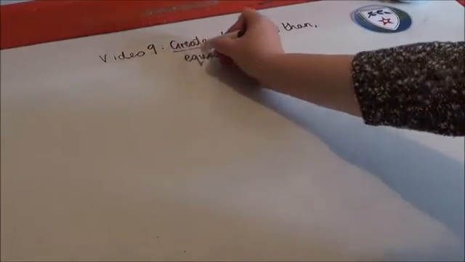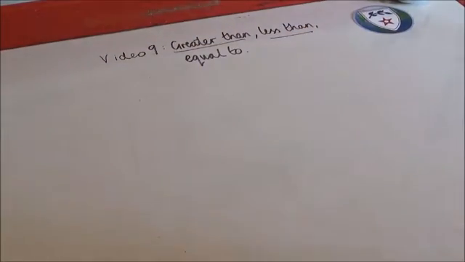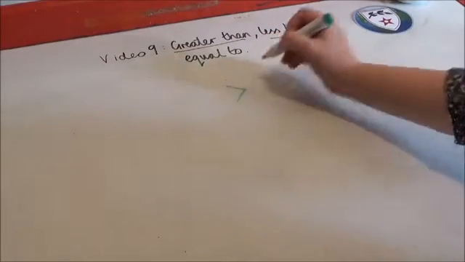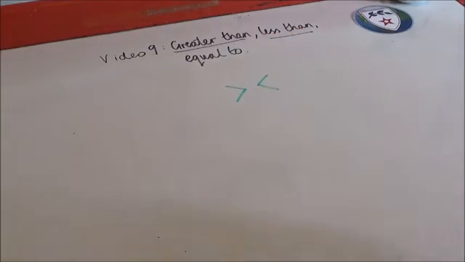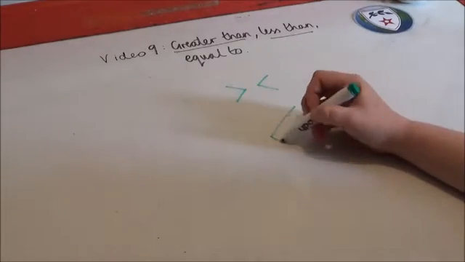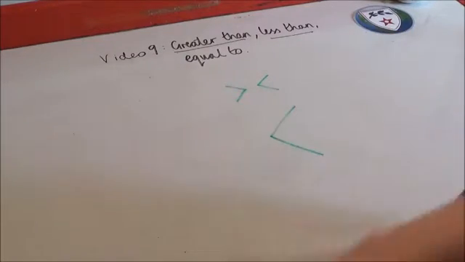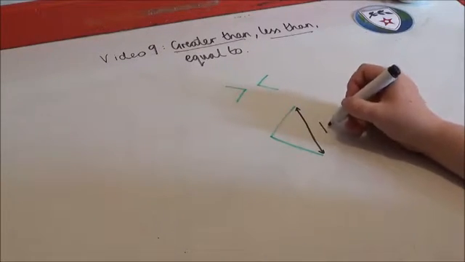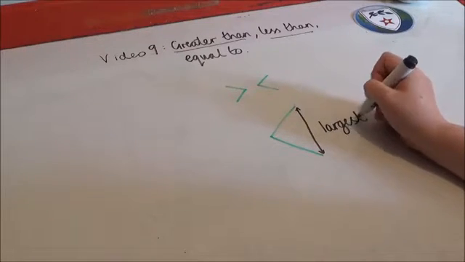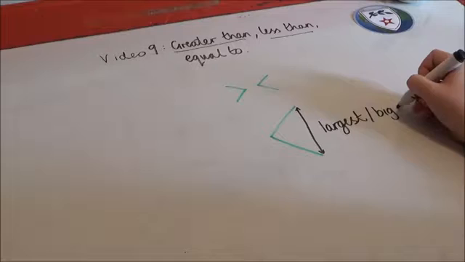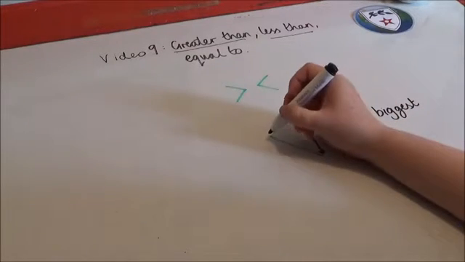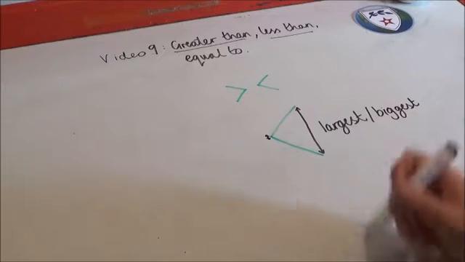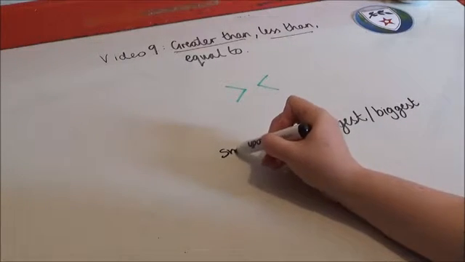Now we're going to have a look at greater than and less than. Now the greater than and less than symbols look like this. They kind of look like V's turned on their sides. This is what they mean. The greater than symbol, the largest opening of the symbol is for the largest number or the biggest number. The smallest part of the symbol's opening is for the smallest number.